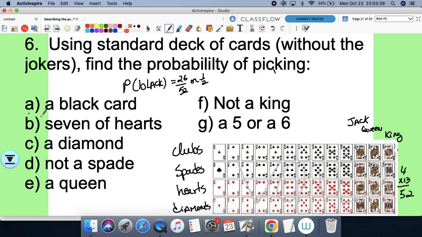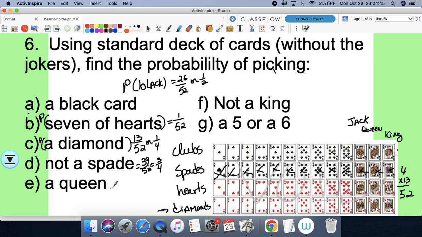Second one, 7 of hearts. So I'm going to write P over here, 7 of hearts. Well, 7 of hearts is this guy right here. So it's 1 out of 52. A diamond. Diamonds are these guys here. 1, 2, 3, up to 13. So how many diamonds? There are 13 diamonds out of 52, or 1 over 4. Not a spade. So I'm crossing over all the spades. So not a spade would be all the clubs, all the hearts, all the diamonds. And that's going to give us 39 over 52, or 3 over 4.